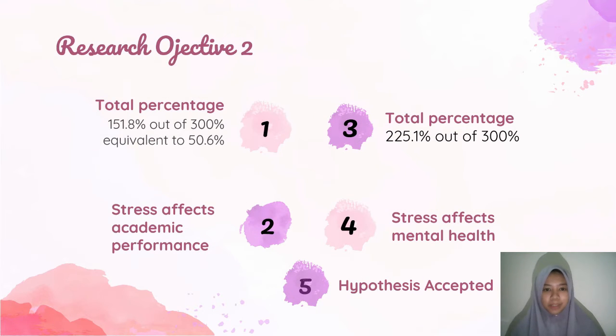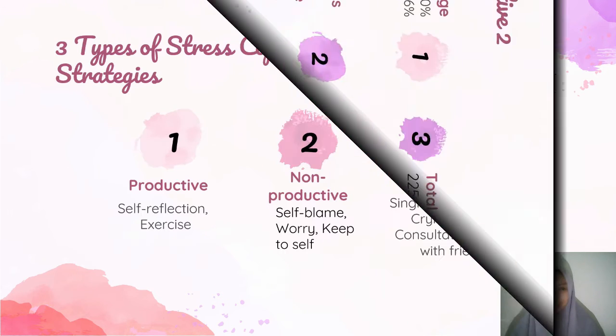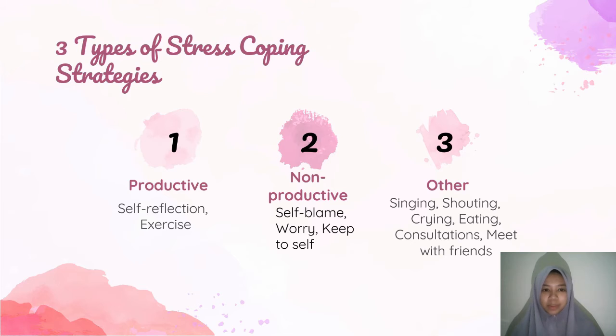For the research objective 2, we can conclude that there is a total percentage of 151.8% out of 300%, which is more than half, agree that stress have affected their academic performance. And there is total percentage which is 225.1% out of 300%, which is more than half, who agree that stress affects their mental health, and conclude that our hypotheses are accepted.